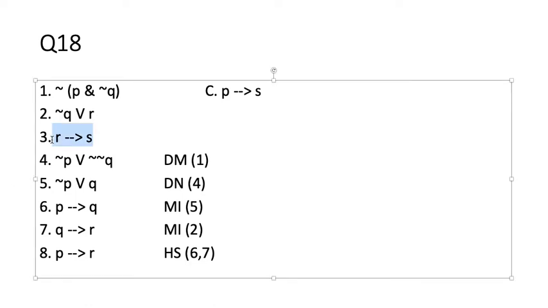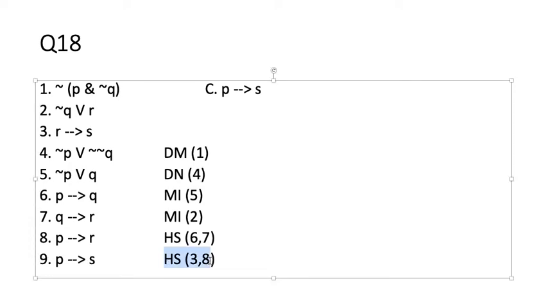Because look at what I have on line 3. This is why it really pays to constantly scan up and down your proof to make sure you're constantly reminding yourself of what all of the premises are, what all of the sentences you have on your piece of paper are. So once I notice what I have on line 3, I can see that I can do hypothetical syllogism with it again, because I have S here, I have R here, and I have R here. So I can do hypothetical syllogism on 3 and 8 to get if P then S.